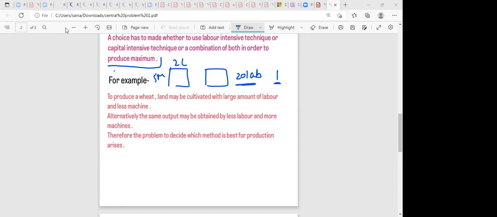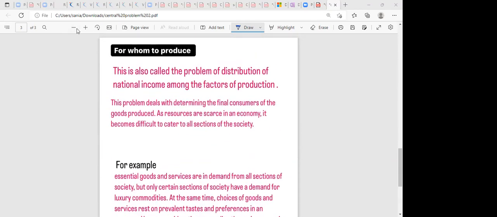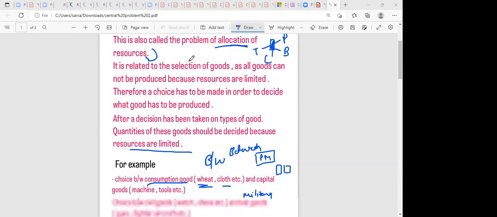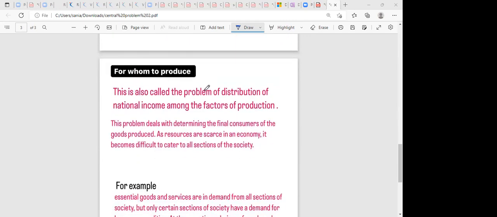Okay, let's start with the third one. The third one is for whom to produce. Now you have decided everything: first what to produce, then how you are going to produce it. Now for whom you are going to produce it. This is also called the problem of distribution of national income among the factors of production.